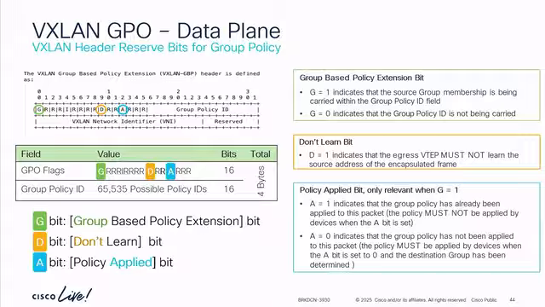And then I also have this interesting flag that says, I don't want to learn the source address of the encapsulated frame. And that's for the purpose if you want something to not send anything back in the fabric, I can set that do not learn bit.